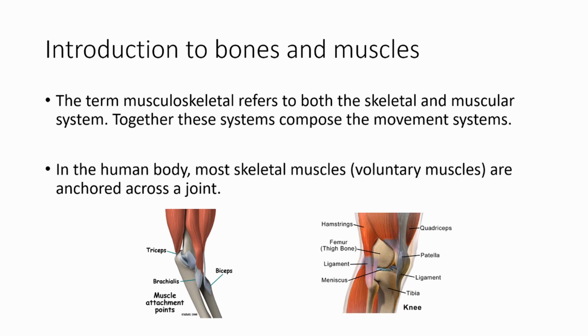When we look at muscles and how they anchor on the skeletal system, and when we say muscles in this case, we're going to primarily talk about skeletal muscles, which are voluntary. We see that these muscles are anchored across a joint. So if we look at these images here, we see the biceps right here. It's anchored across the elbow. Same thing with the triceps back here. It's anchored across the elbow.